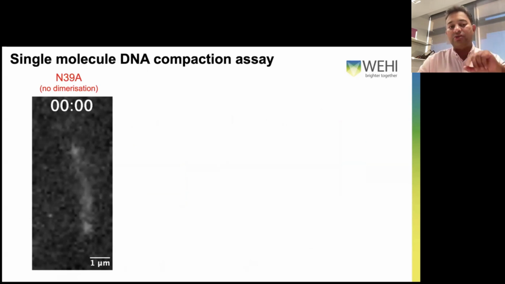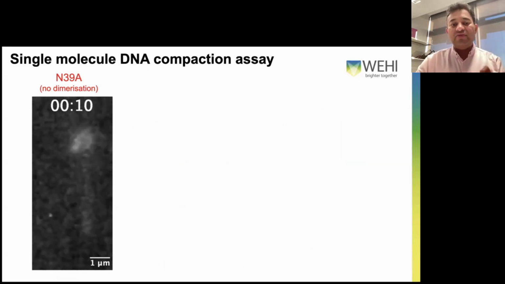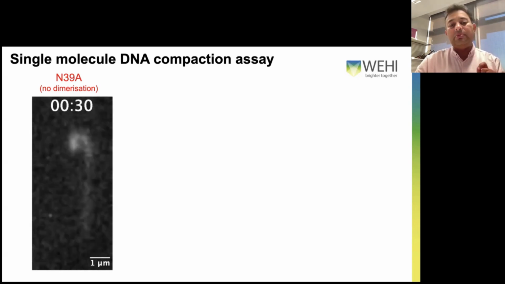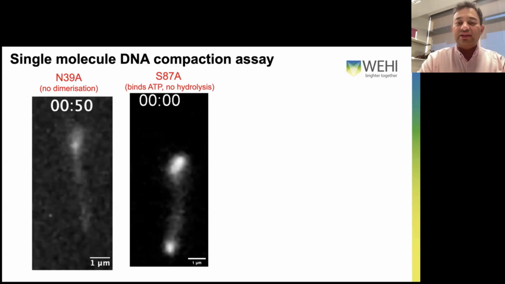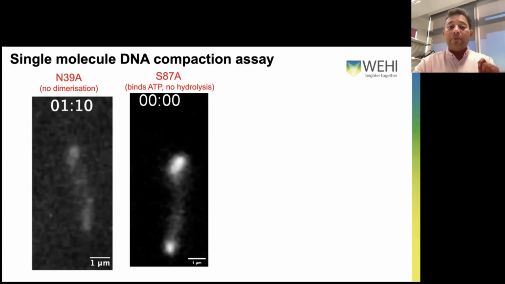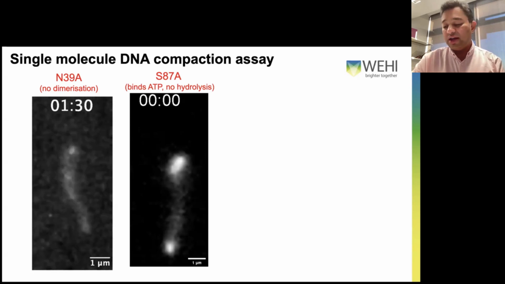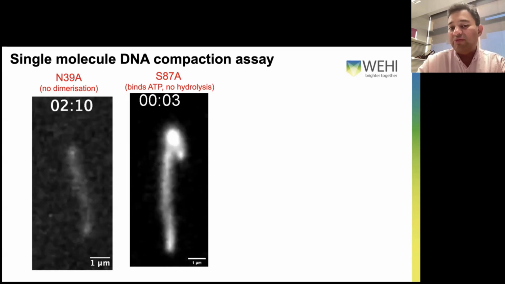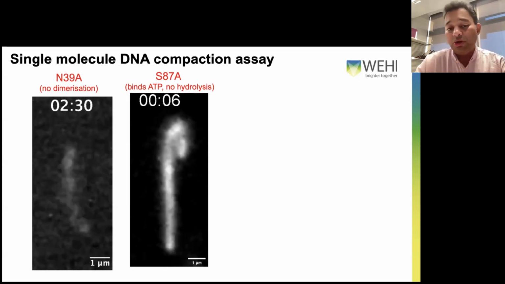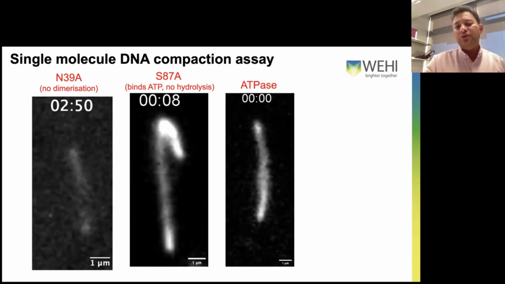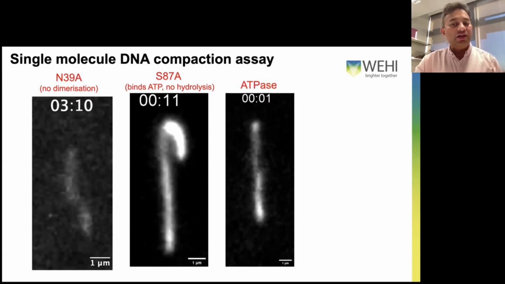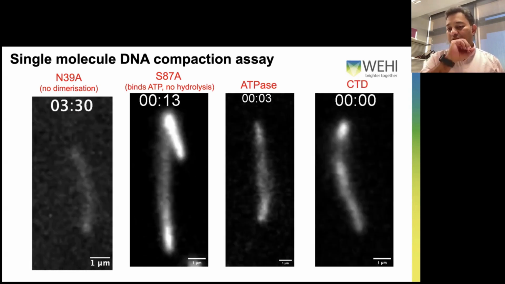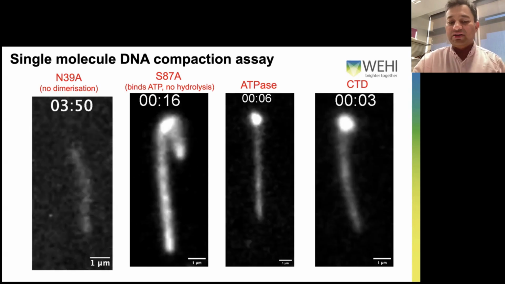So one of the controls we had was this N39A mutant of MORC2, which is known not to dimerize through its ATPase domain. And indeed, when we did this single molecule assay, we didn't see any puncta. We then used an S87A mutant, which can bind ATP but cannot hydrolyze it. Again, we didn't see any puncta forming when we introduced MORC2 to the DNA. Then we used just the ATPase domain, and again we didn't see any puncta, and we also used the C-terminal domain, and again there were no puncta forming.